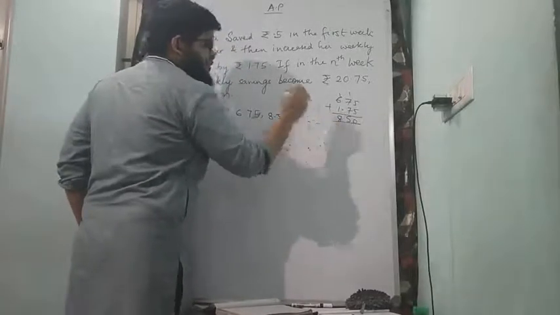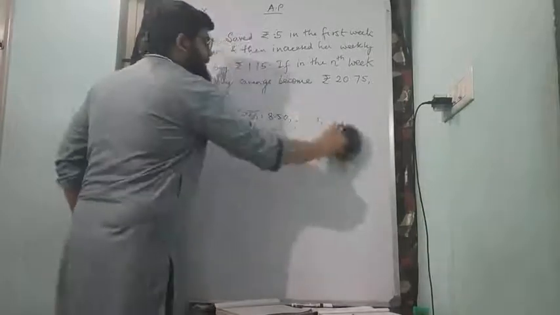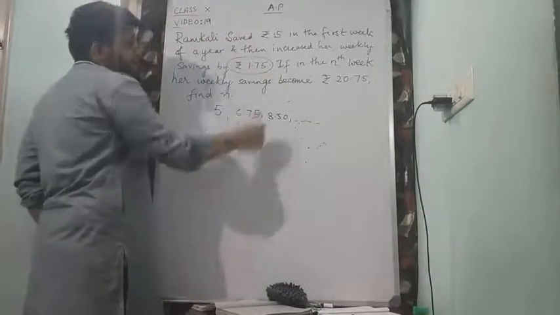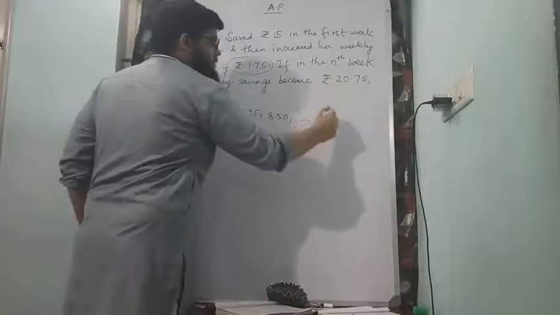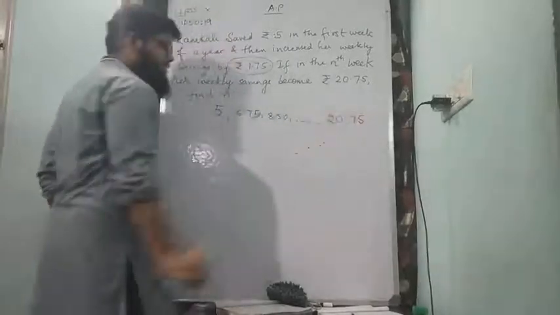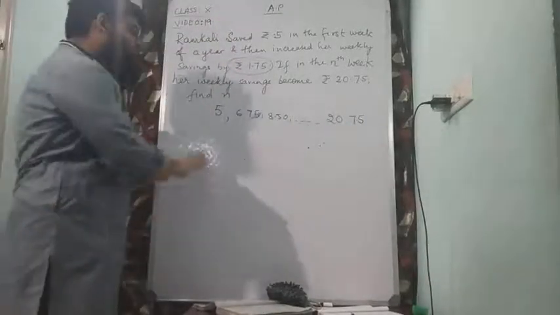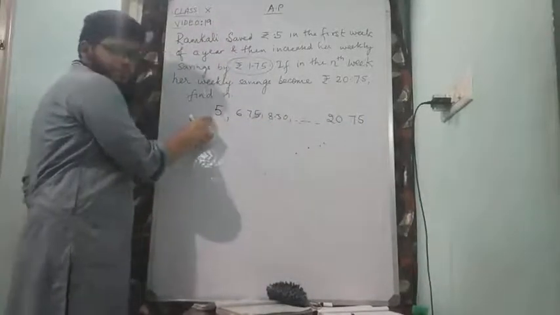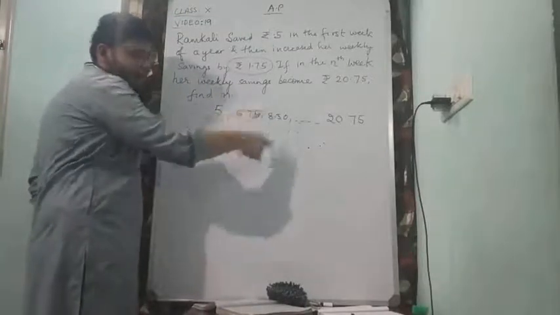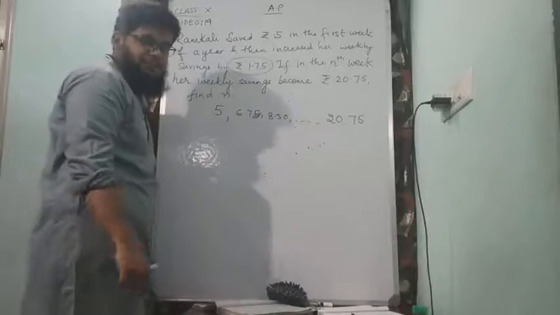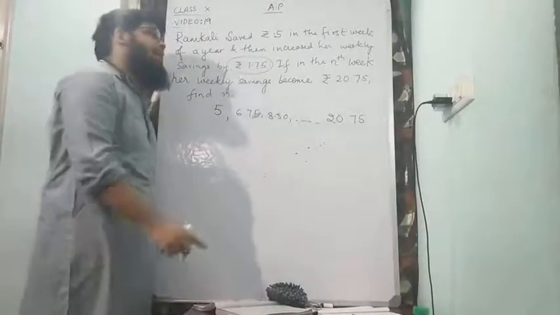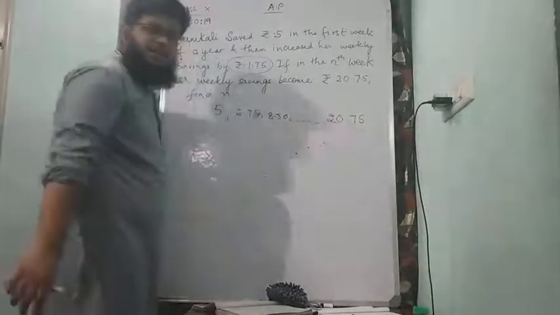Like that she keeps on saving her money by adding ₹1.75 every week, and lastly in her final week her savings will be ₹20.75. Okay, so this is going to be the AP. First week ₹5, second week 6.75, third week 8.50, that means ₹8.50, and finally she saves ₹20.75, and we should find out in which week she'll have this much money.